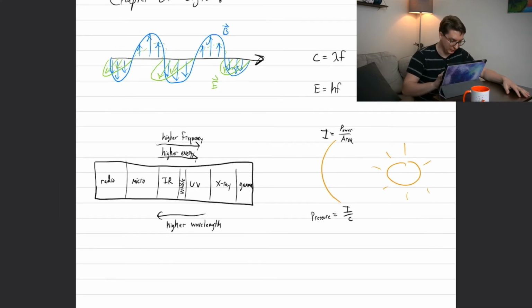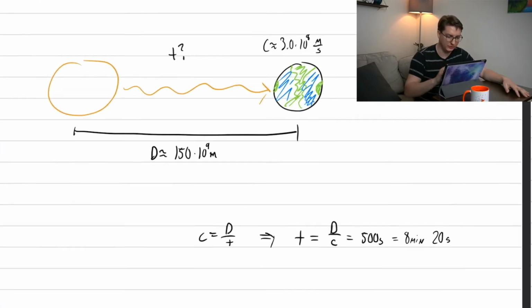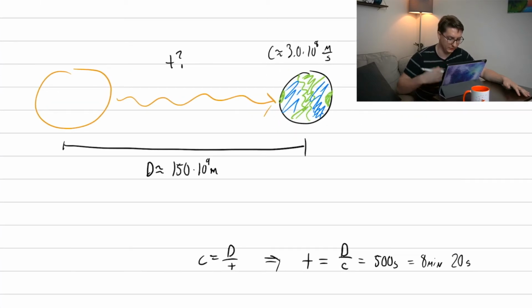Okay, so let's do some problems, and these aren't going to be crazy. It's more of a conceptual chapter, more conceptual stuff to get down. I don't think the math's too crazy here. But let's just do two problems with the light from the sun hitting the Earth.